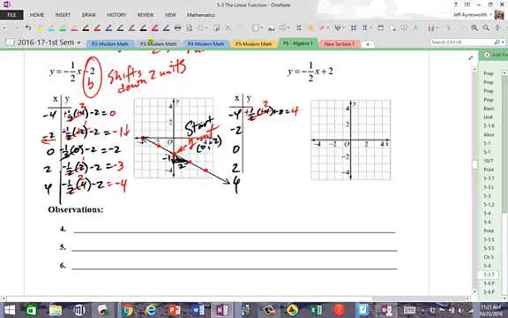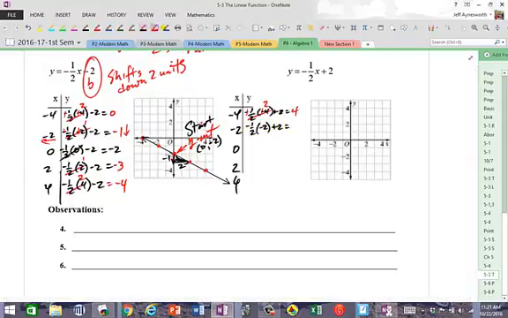Negative 1 half times negative 2 plus 2. We cancel out the negatives first. Negative times the negative is a positive. Then divide. 1 times 1 is 1. Plus 2 more is 3. Negative 1 half times 0 plus 2 is simply 2.